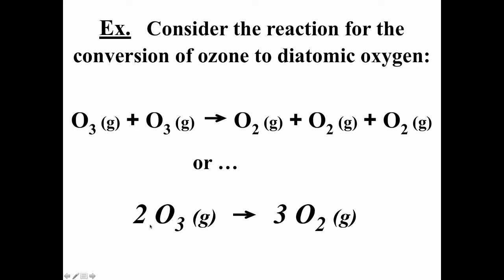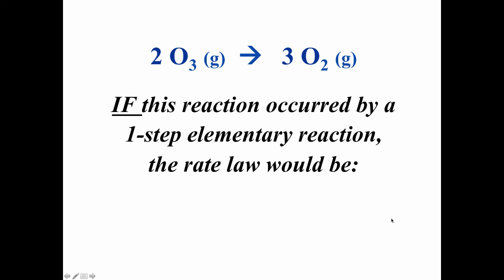two O3s makes three O2s. Now, if this reaction occurred by a one-step elementary mechanism, what would the rate law be? Well, this is bimolecular, two O3s, and if it's an elementary step, then we can predict that the rate law would be rate equals k times [O3] to the second. In other words, this coefficient becomes the exponent, and again, we can only make that prediction for a one-step mechanism.